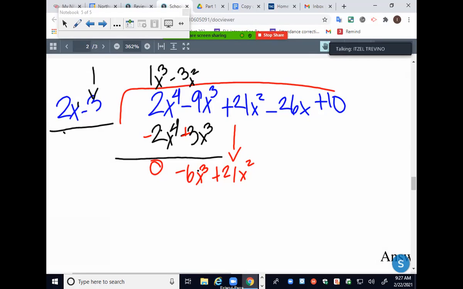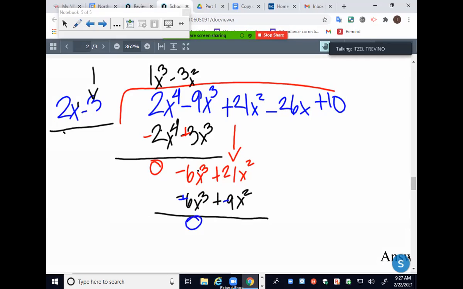We're going to multiply it by 2x minus 3. So this gives me -6x cubed. -3 times -3 gives me +9. My variable and my exponent remain the same. And we're going to subtract. If we're subtracting, my signs change. -6x cubed plus 6x cubed gives me 0.